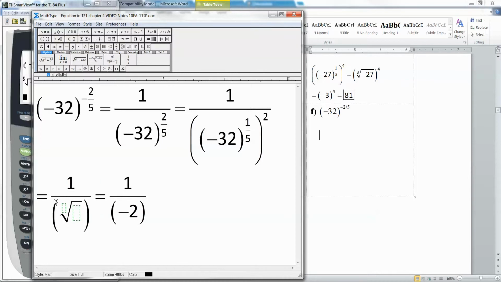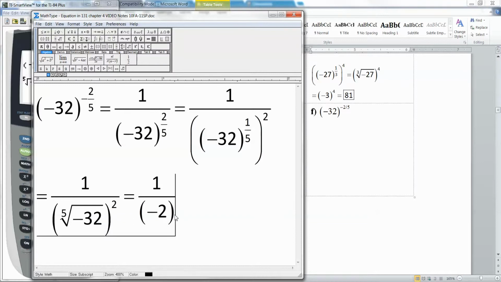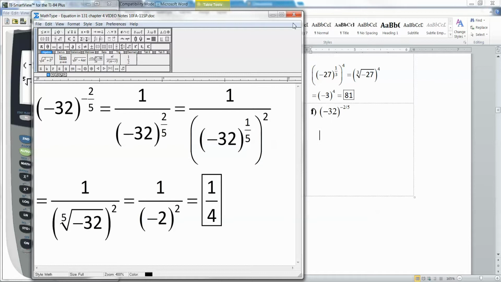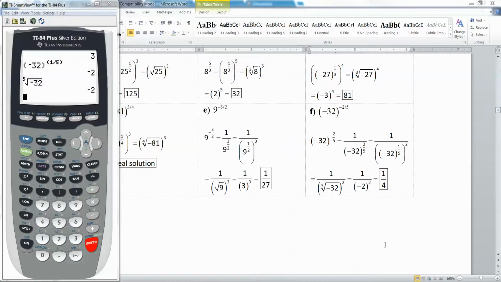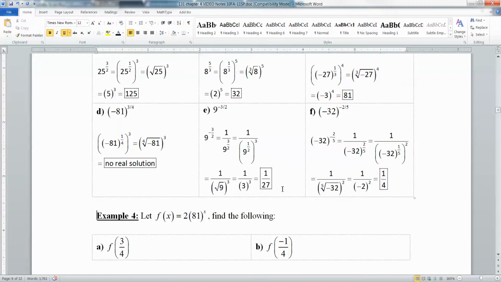So let's see, negative 32 to the 5th, and then to the 2 power. So you're going to be raising negative 2 to the 2 power, which is 1 over 4, because negative 2 times negative 2 makes positive 4, because it's an even power. Cool. All right, let's move on.